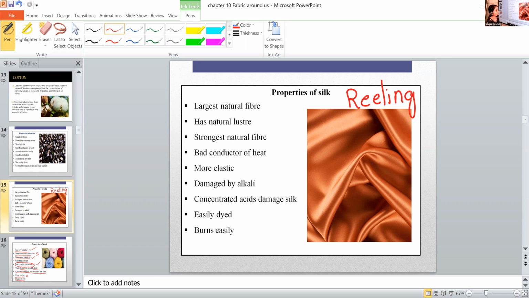There are two heatings. First we heat, so some amount of sericin gets soft. Then we again give heat to this cocoon, so the remaining sericin is also removed. That process is called degumming.